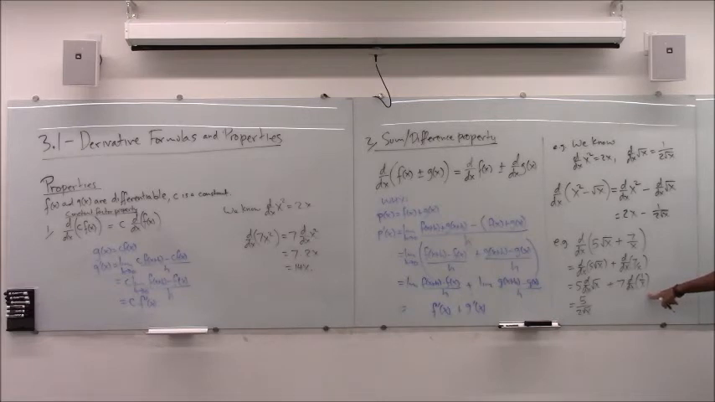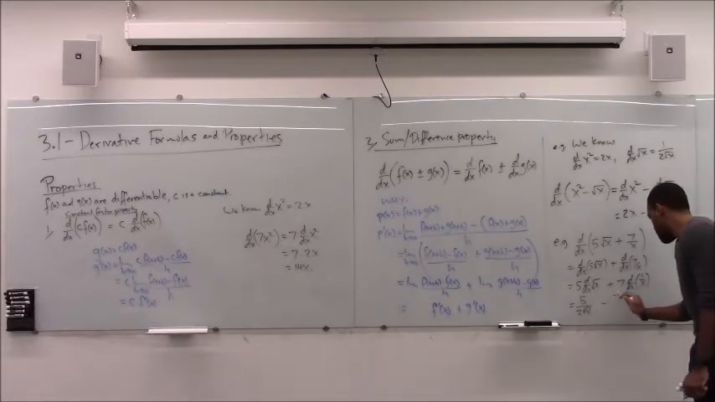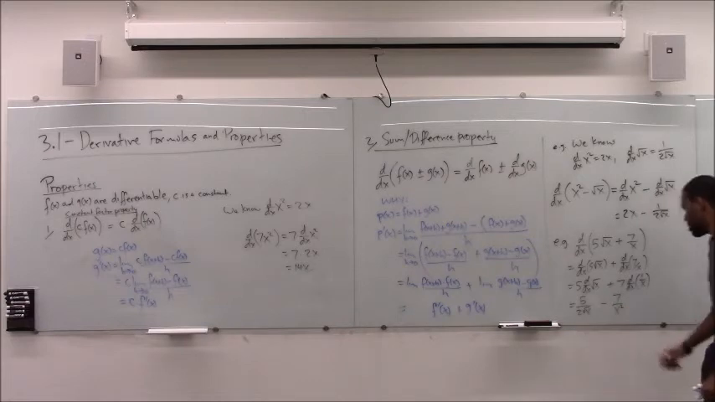We derived this in class, yeah. Negative 1 over x squared. We did the limit definition, we calculated that. So we know what that is. So this is going to be minus 7 over x squared. So that would be that answer, right?